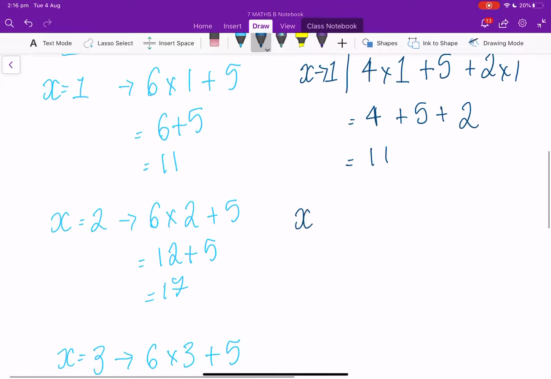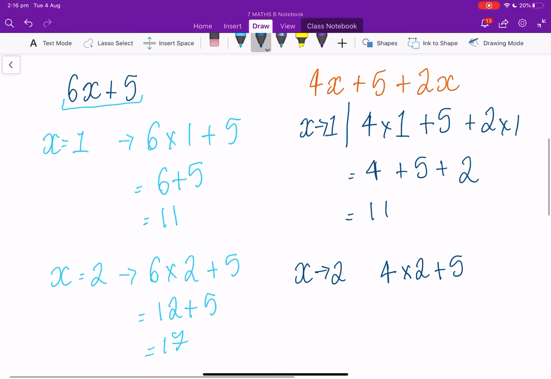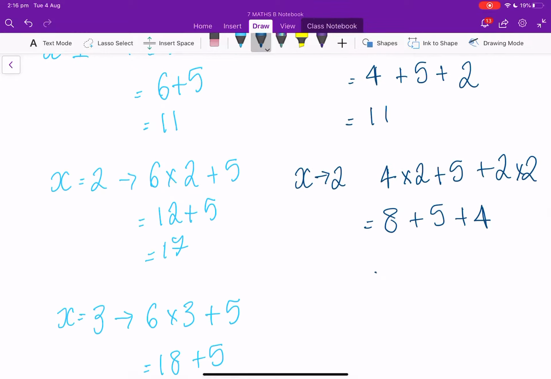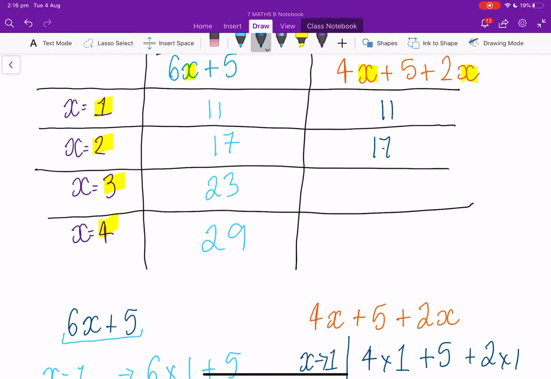For when x is 2, 4 times 2 plus 5 plus 2 times 2. I've got 8 plus 5 plus 4. What I get when I add them all together is 17. Okay, so I'll put 17 up here. All right, we're looking at the moment we are equivalent.